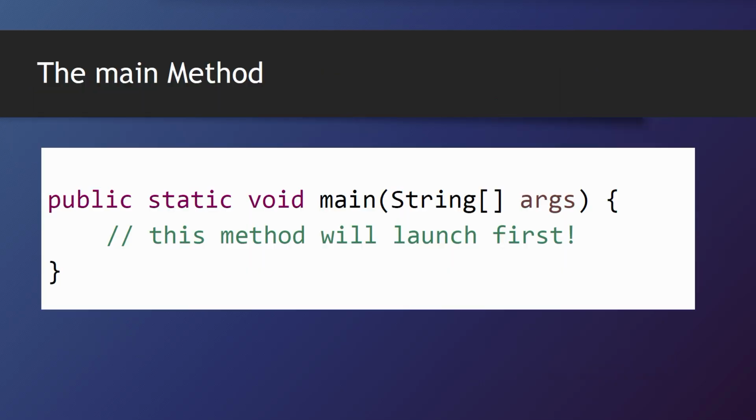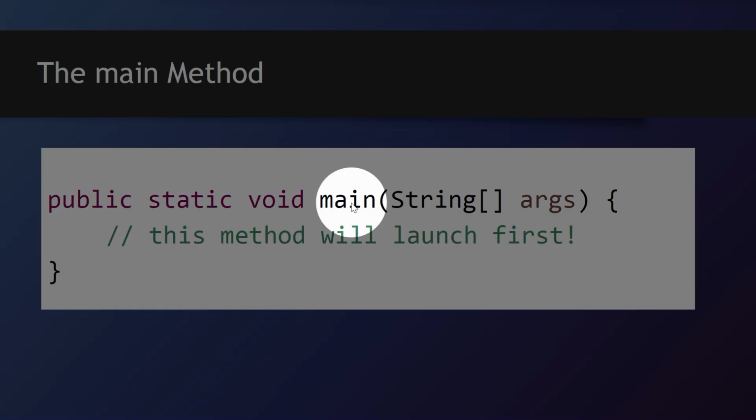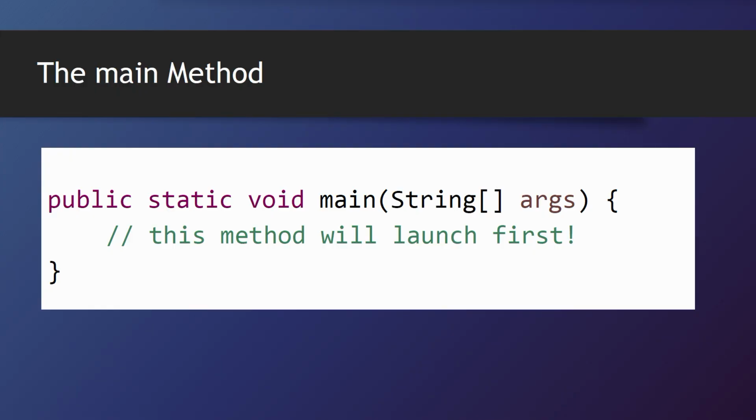The main method is a special method that has this exact method header: public, static, void, main, with one formal parameter of type String array. The main method is the one that runs when you run your program. You don't call main, it's called behind the scenes by the Java Virtual Machine.